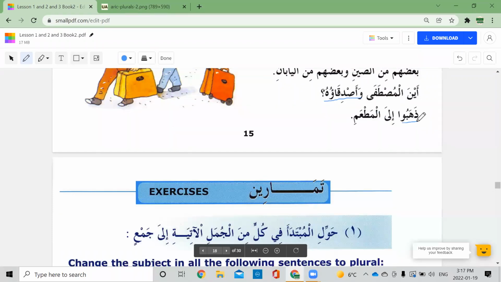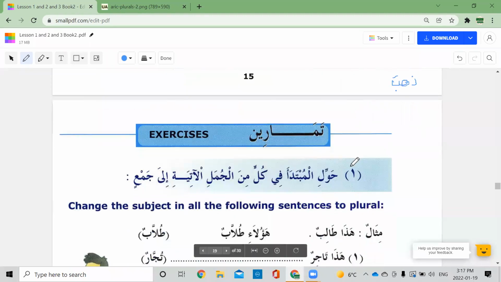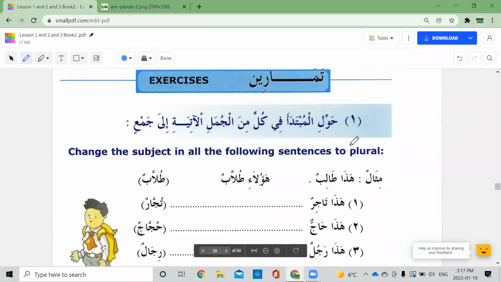Dhahabu here is the verb for plural, right? For singular, it's dhahaba. And for plural, it's dhahabu with the waw and an alif. Okay, so let's go to the exercises.